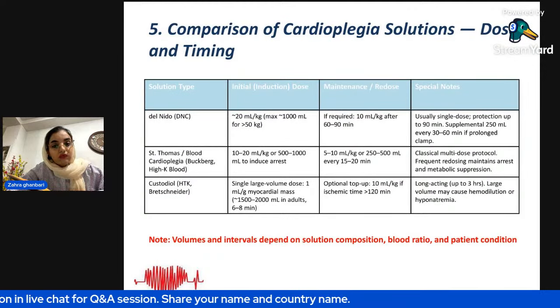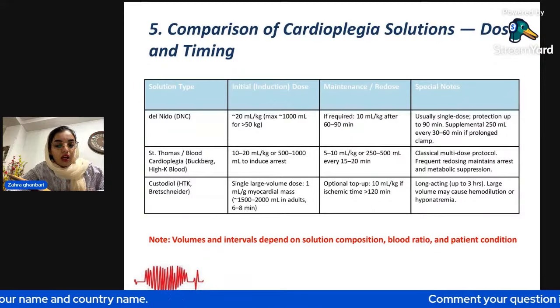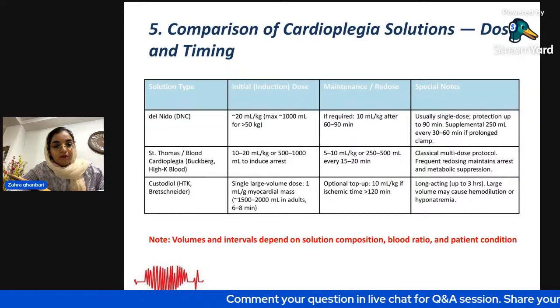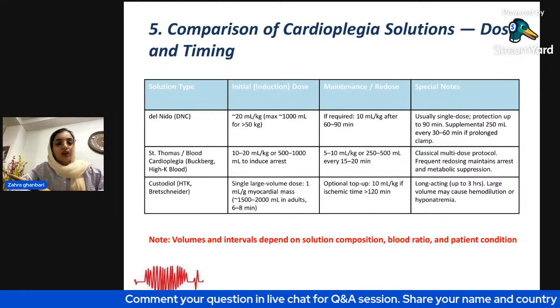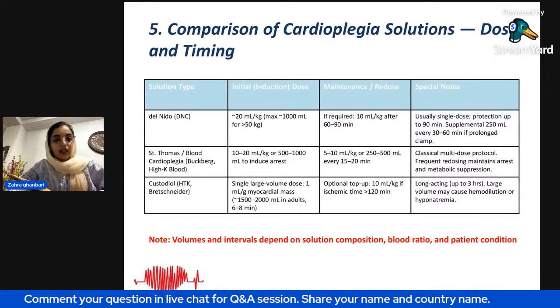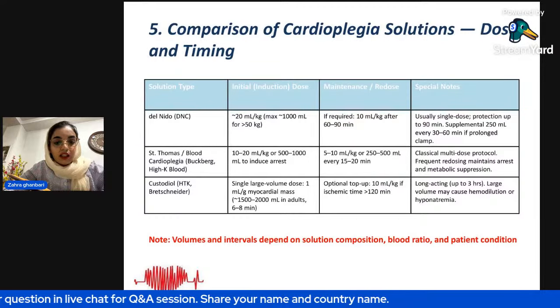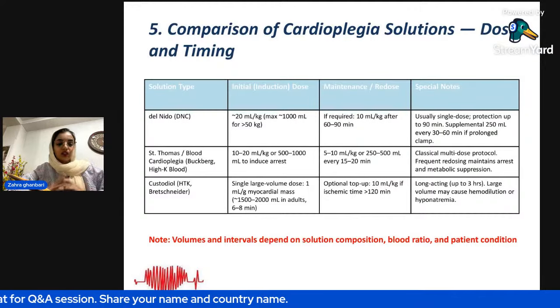And the last one is HTK. Actually, for HTK, the adult dose is the normal one.